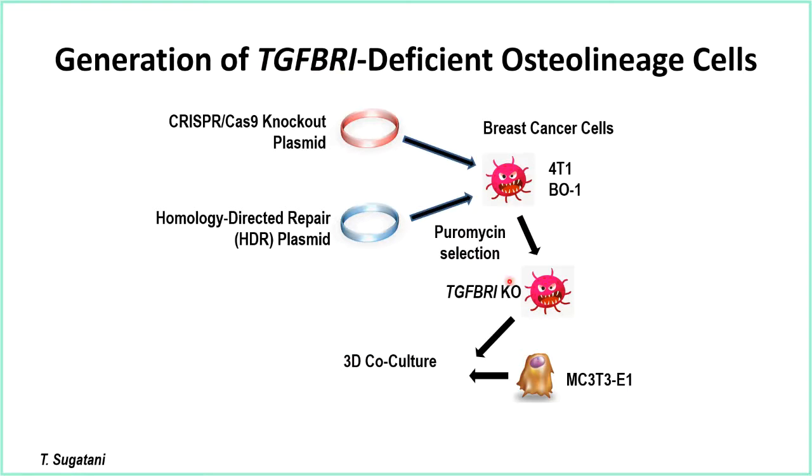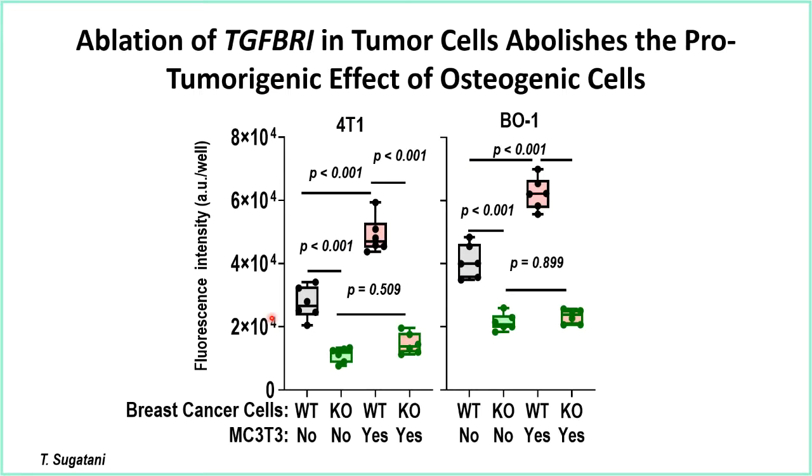So we created these TGF-β resistant tumor cell lines, and generated again the 3D co-cultures with wild-type osteogenic cells. And the results are pretty striking and pretty clear-cut. Not the usual result in our lab, where most experiments don't work, but this one worked pretty well. So here I'm showing again two different breast cancer cell lines, the 41 and the BO1.